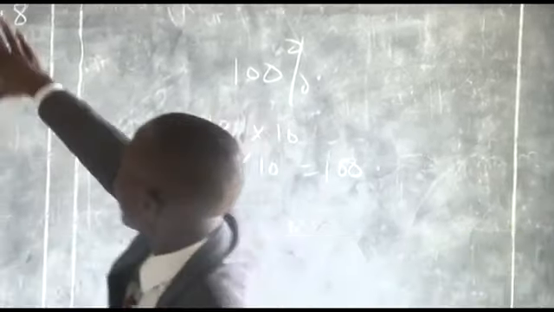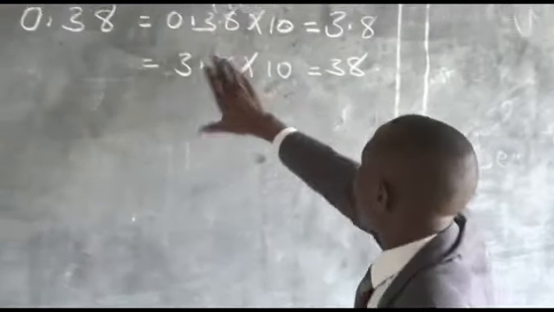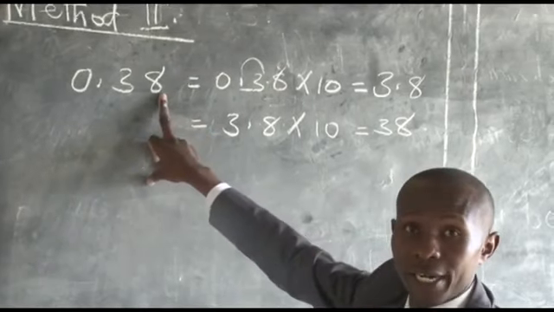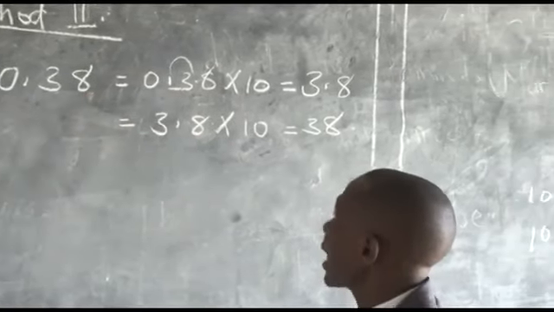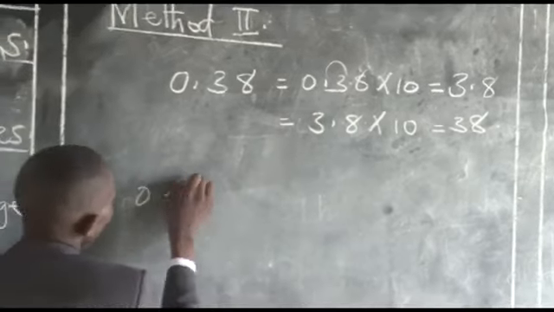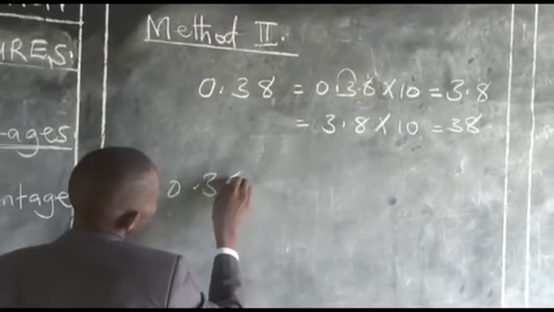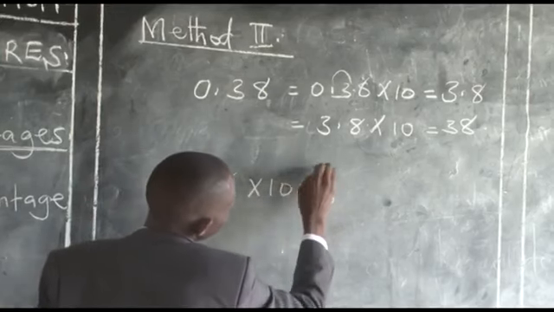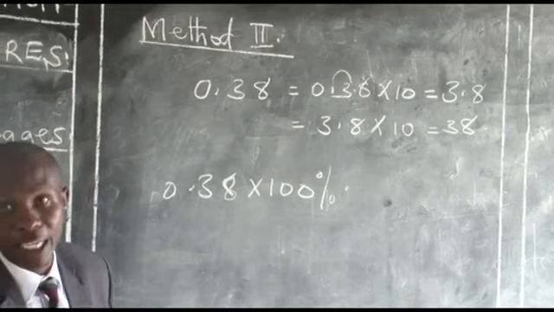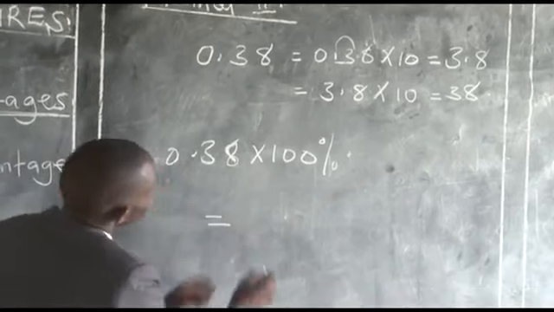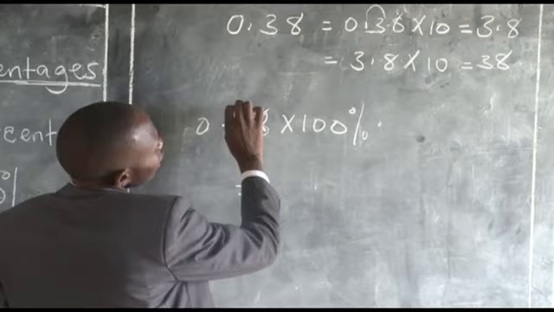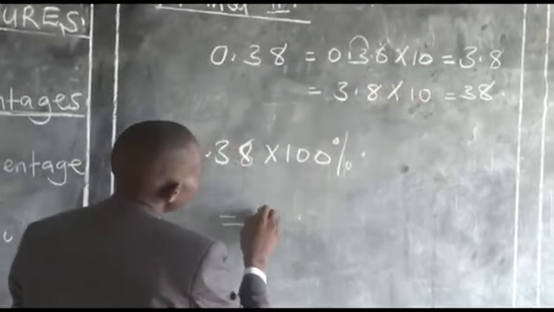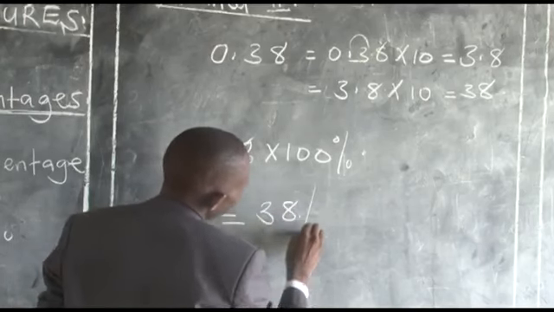Now, this is the same as saying 0.38 times 100%. It will give us, the zeros here will shift this decimal point just like the way we have been shifting them up here. Then it will give us 38%.